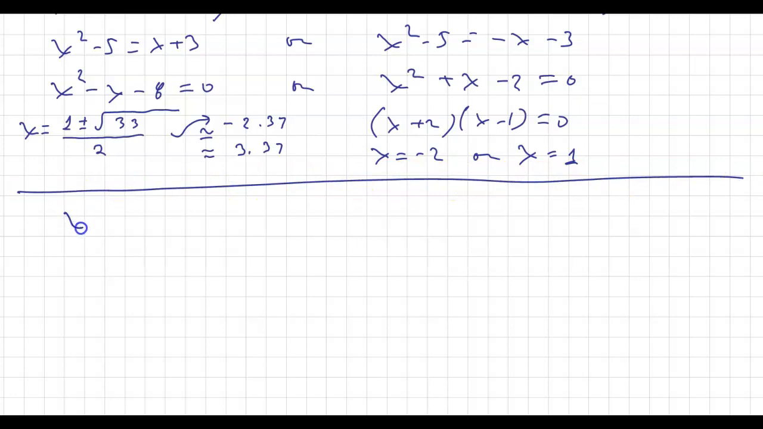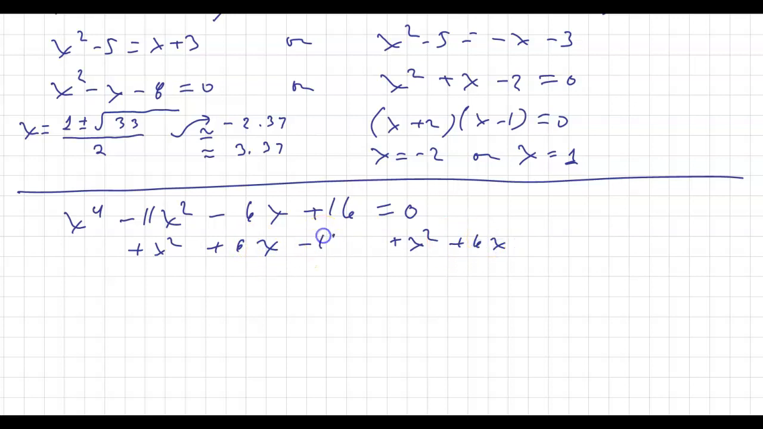Okay, now let's look at another more involved equation. Okay, so here I have a quartic equation. There's no x cubed term. That's called a depressed quartic, and I'm going to show you those first. One thing you could do is add x squared to both sides and add 6x to both sides. And also take away 16 from both sides.